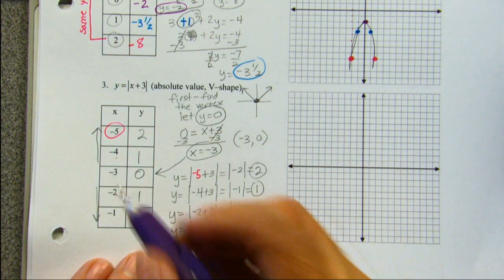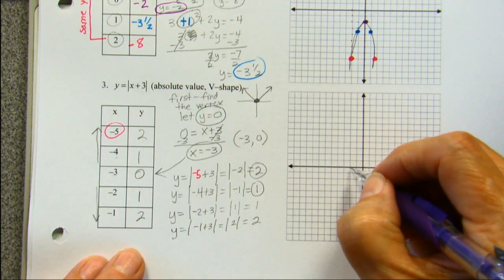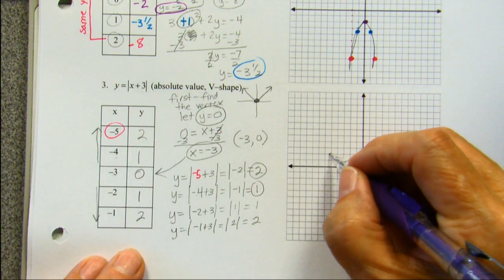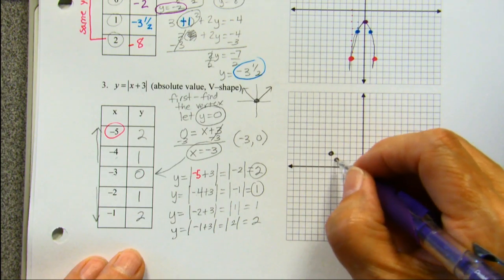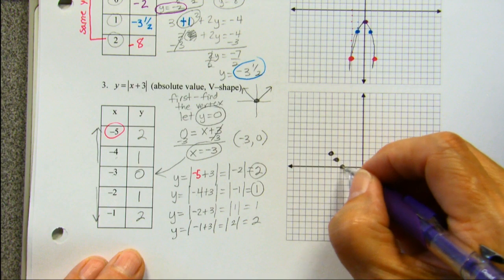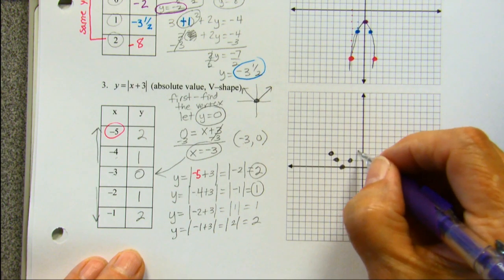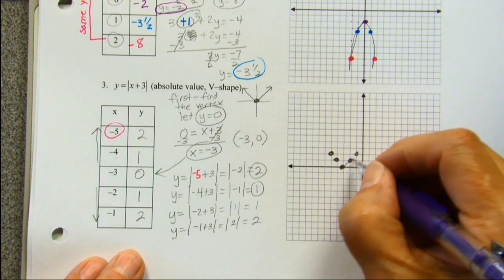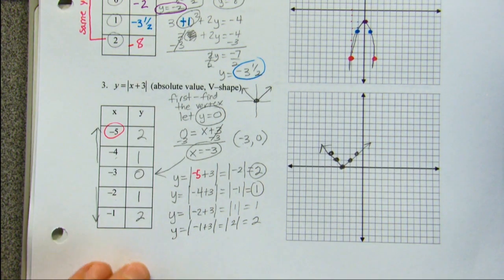So I'll go through and plot those points. -5, 2. -4, 1. -3, 0. -2, 1. -1, 2. And there's your absolute value.